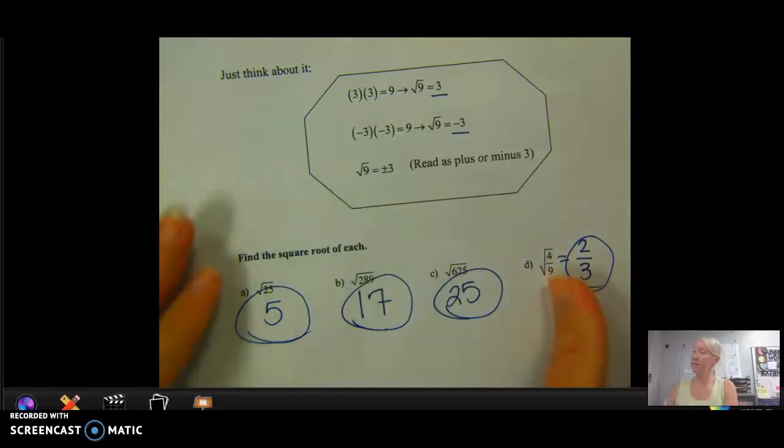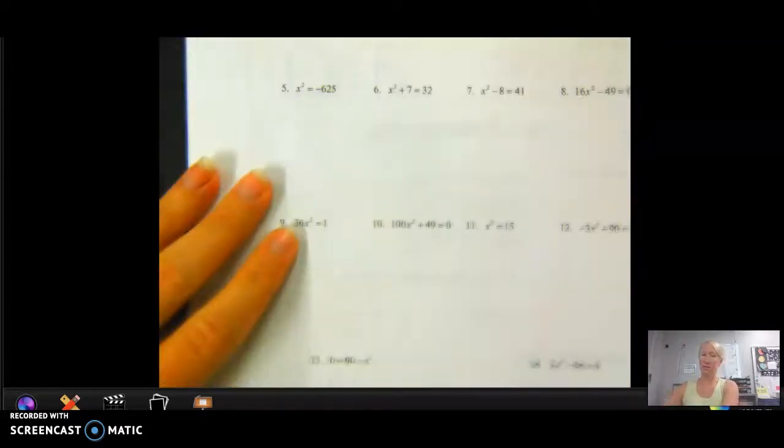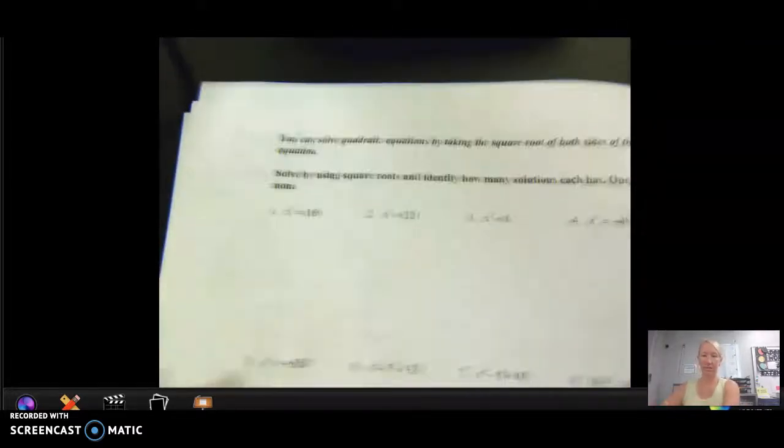All right, turn to the next page. So that essentially is just a review. This is a review. However, this is our new concept that we're going to be talking about today. It's a review from last year in Algebra 1.